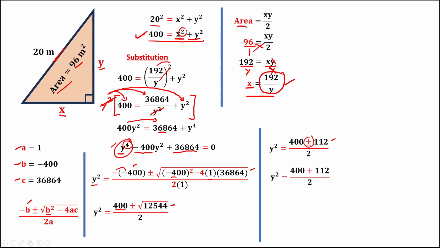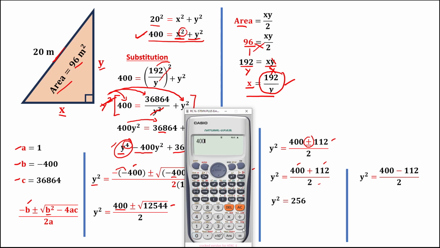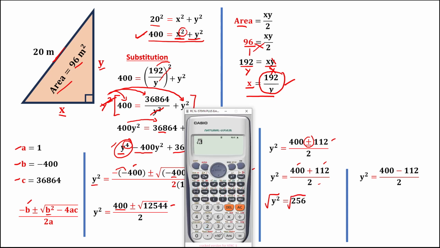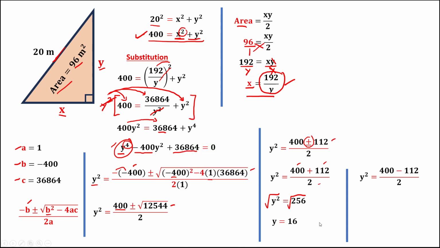So we have y squared equals 400 plus 112 over 2. Then the other one, y squared equals 400 minus 112 over 2. For the first, 400 plus 112 equals 512, then divide by 2, that's 256. Then to solve for y, take the square root. So the square root of 256 equals, so y equals 16.